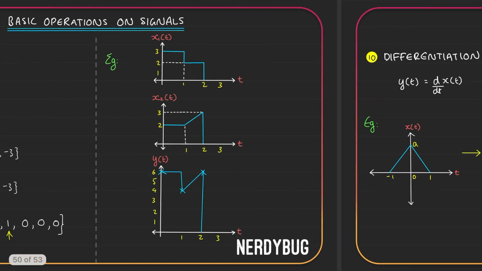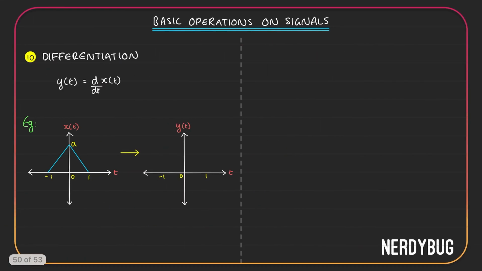The next operation we are going to do is differentiation. So let's say we have a signal x of t. I'm going to differentiate it with respect to time, d by dt of x of t, and let's say the resultant is called y of t. So this is our x of t. It's a triangular signal ranging from -1 to 1. Its magnitude at t equal to 0 is a. We are going to differentiate it.